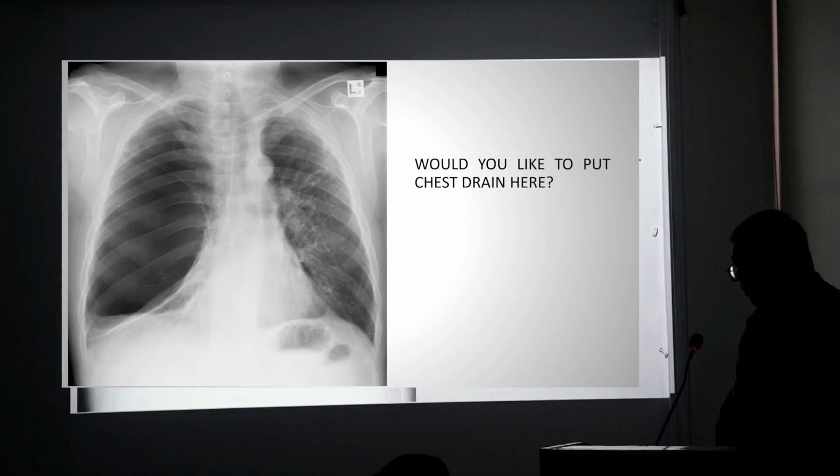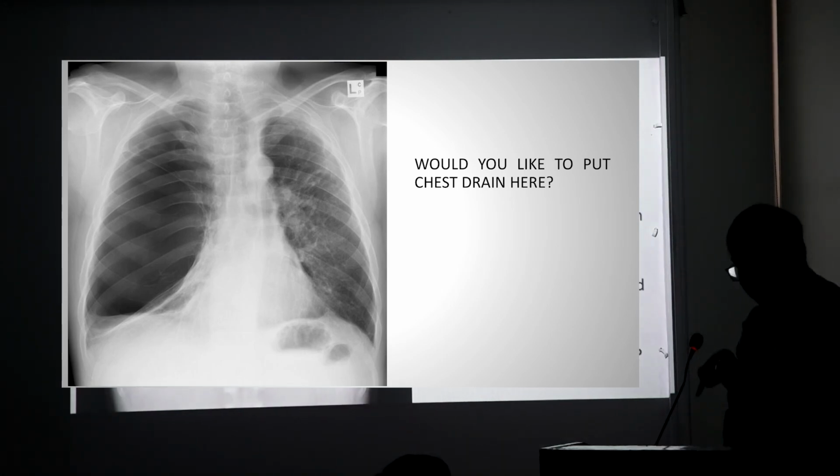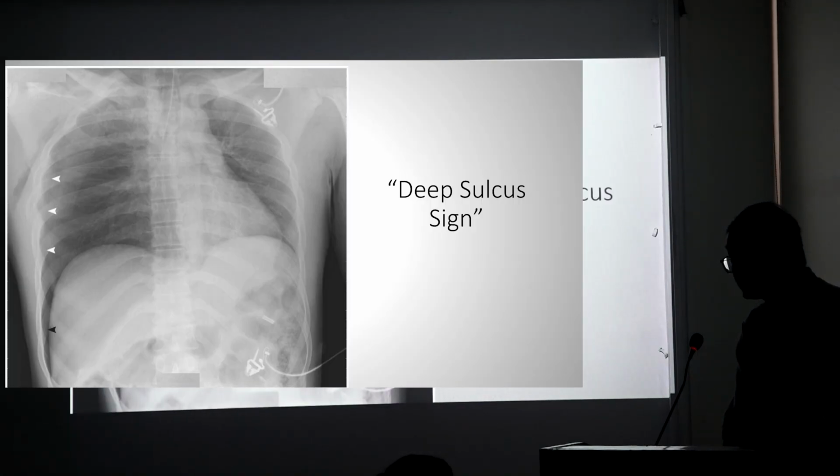So how to differentiate? Convex, concave. You have to see the margin. There is a huge bulla which is causing concavity. But in pneumothorax, there is convexity due to the collapse of the lung. So that's how we differentiate these two.